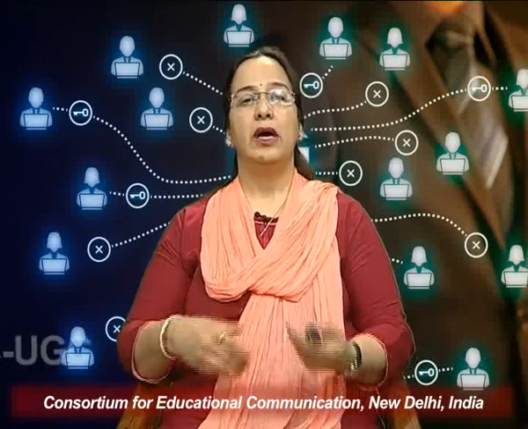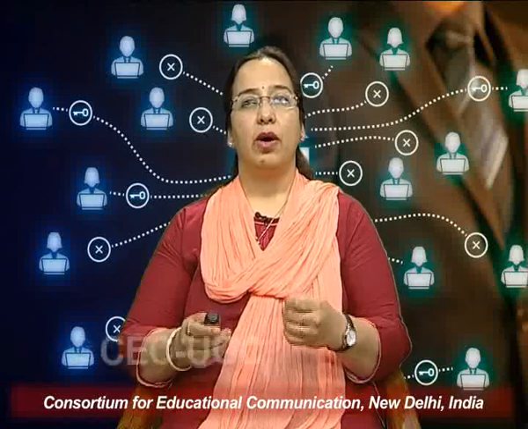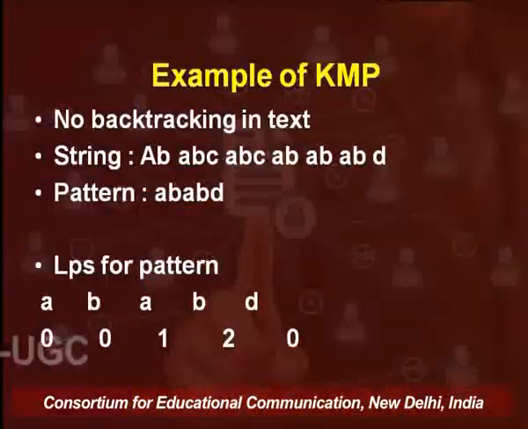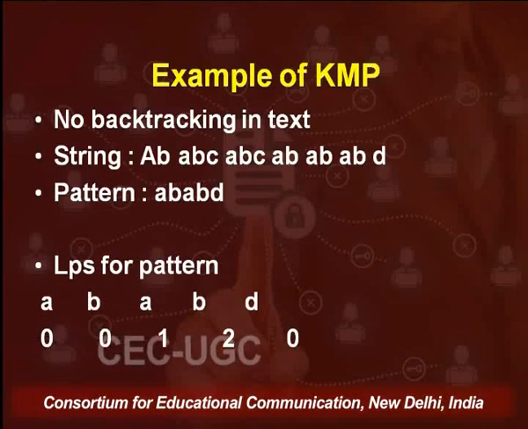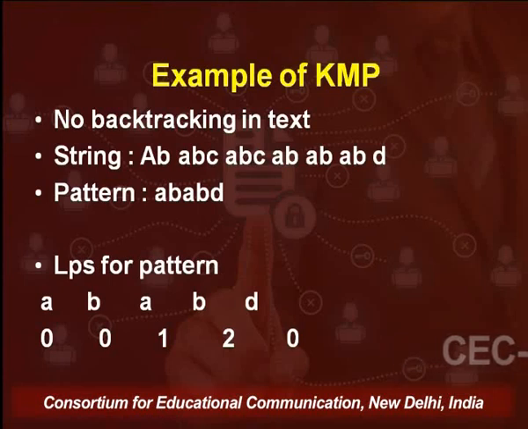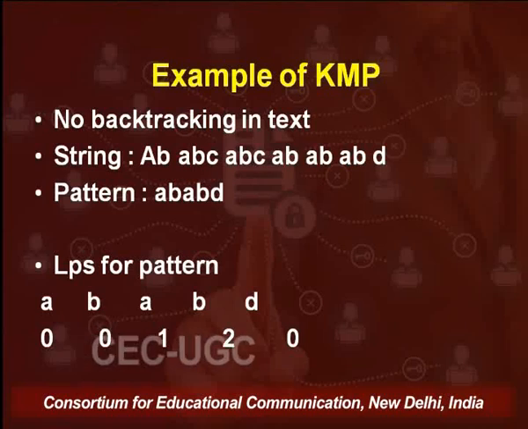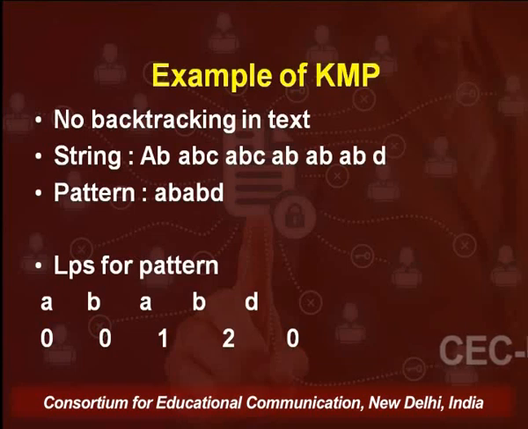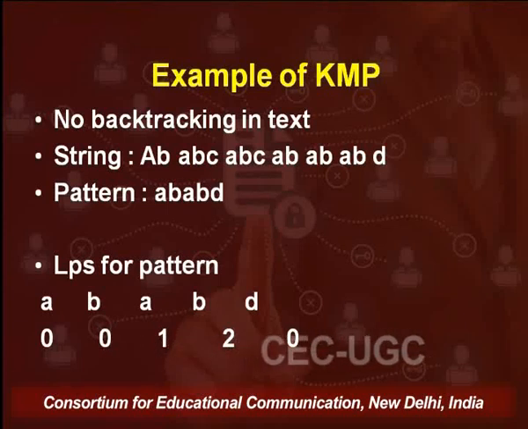Now let us take one example of the Knuth Morris Pratt algorithm with a given string and a pattern. Here one thing we need to be very careful about is that there is no backtracking in the text. The string is A B A B C A B C A B, and please consider the first character of the string as a small a, I am sorry for the typo. Then ABABD is the pattern.